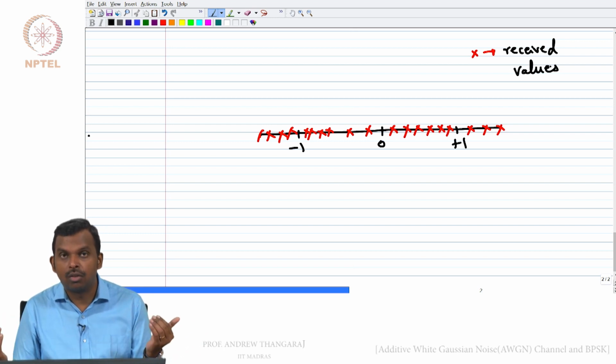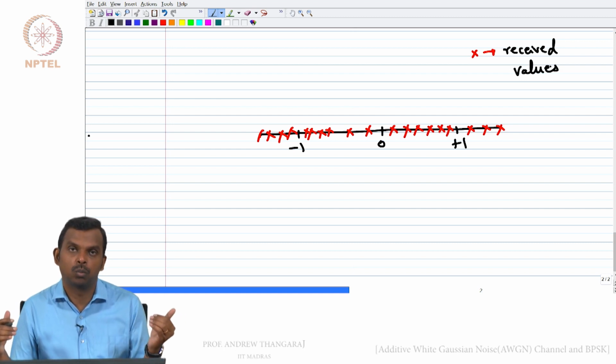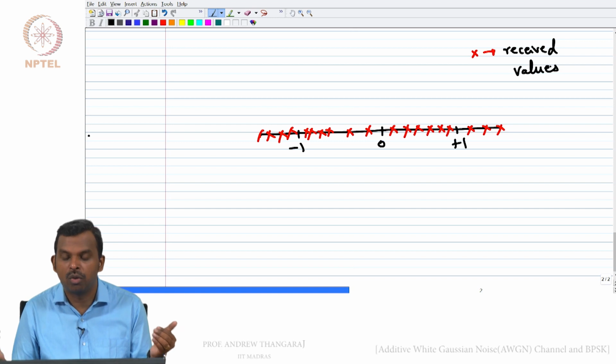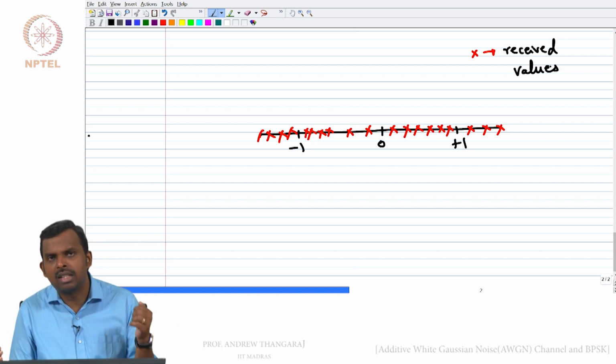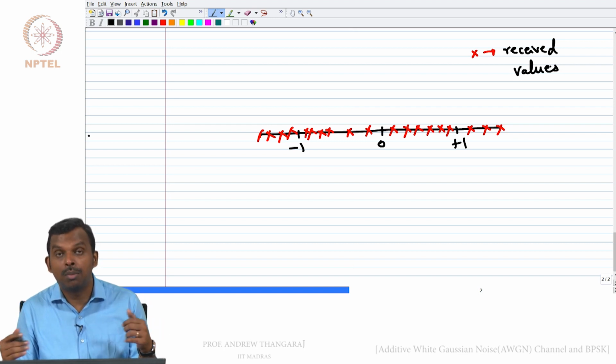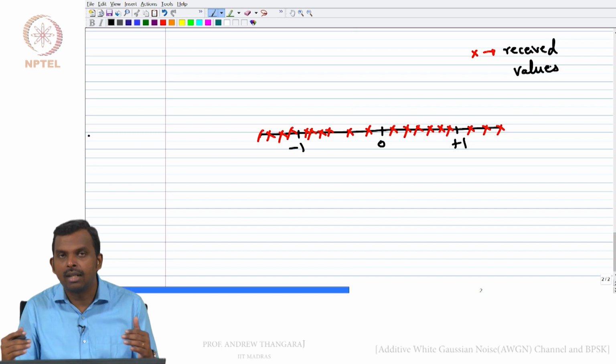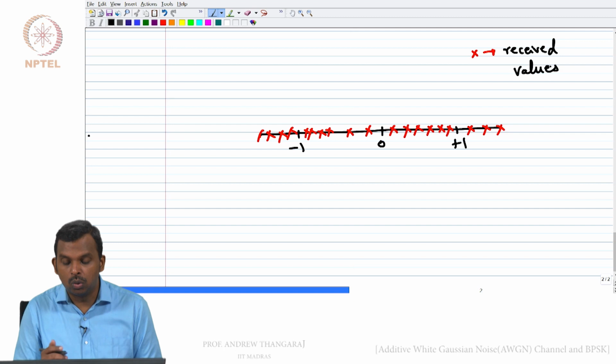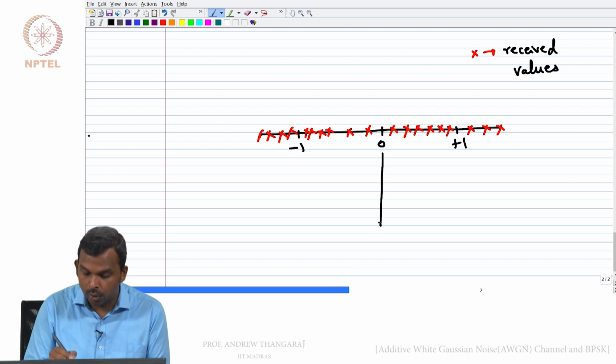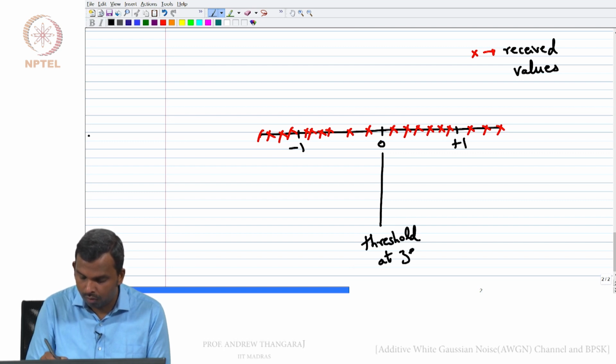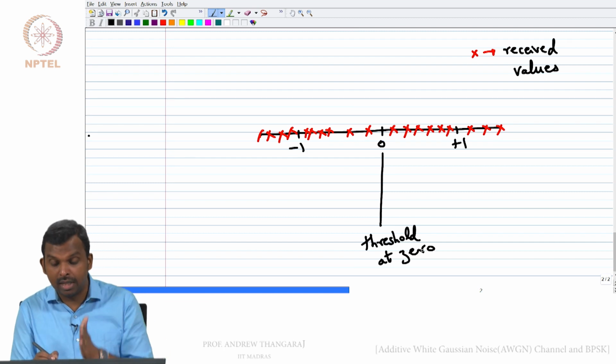Now, you have to decide for every received value what would have been the symbol that was transmitted. That is the decision you have to make. You have to look at the received value and decide, was the transmitted symbol plus 1 or was the transmitted symbol minus 1. Now, remember the noise is Gaussian, it is symmetric and all that, it has a very easy description. So, one very obvious thing to do is to draw a threshold at 0.